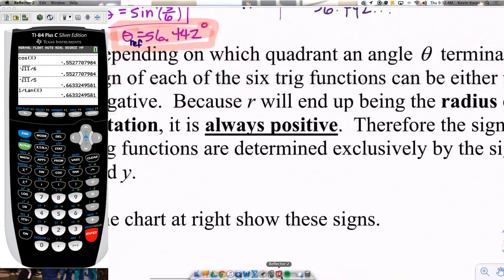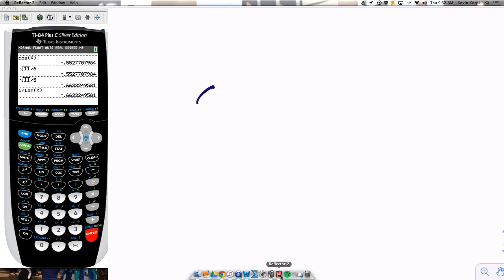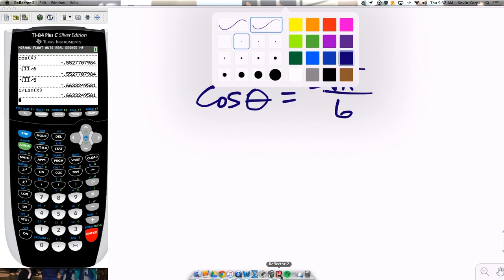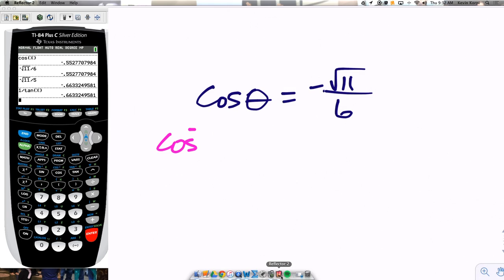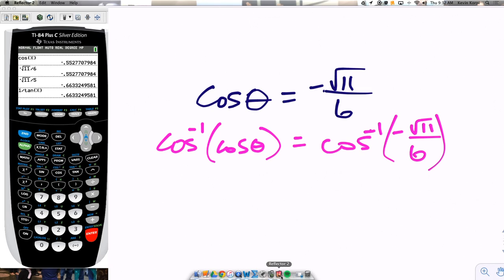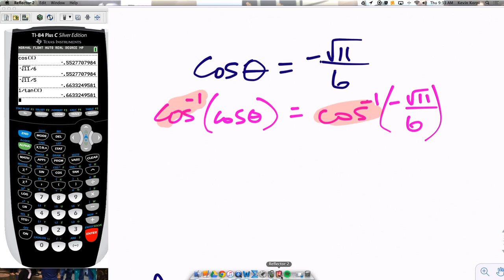So let's use the cosine and see if we get the same thing. So cosine of theta was negative square root of 11 over 6. How would I then solve for theta? How would I get rid of the cosine? Take the inverse cosine of both sides. Inverse cosine of theta, inverse cosine of negative square root of 11 over 6. And again, that's a function, an operation, so it has to go in front of each side. Now, of course, on the left side, what do we get?